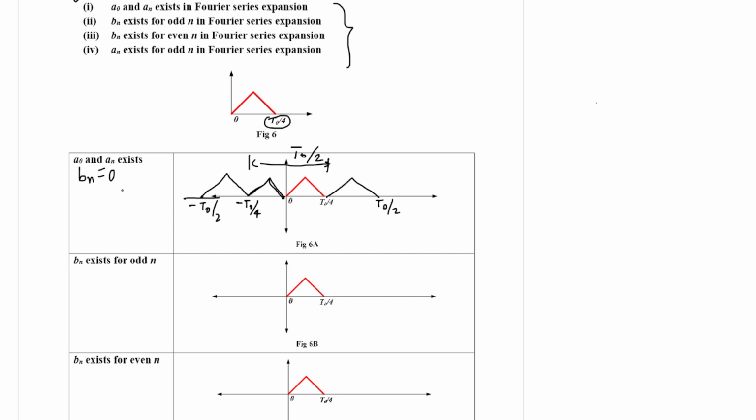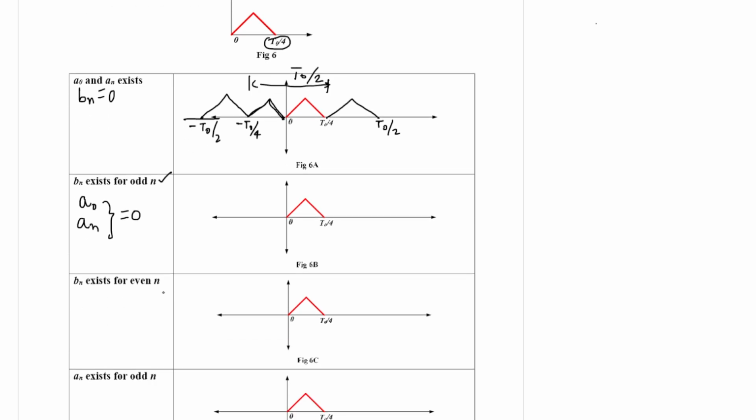Now let us try to understand the next thing. Bn exists for odd n. Bn exists, so A0 and An should be 0. They are 0. So since A0 is 0, there must be a negative value. There must be a negative value, other than that it is not possible. So let us complete the half cycle first. It should be the half cycle, so minus t0 by 4.